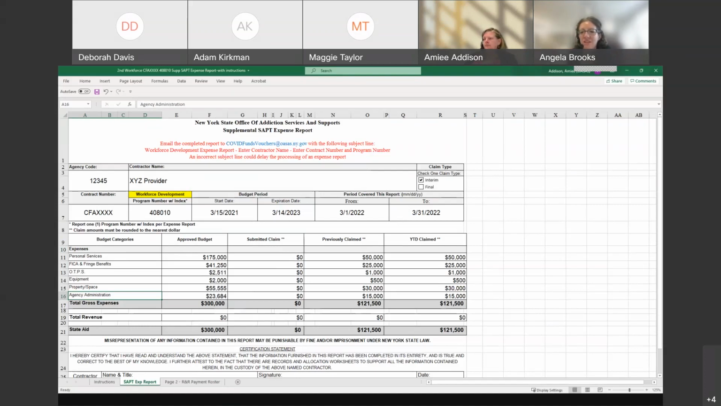We have a question that says, can the budgeted amounts be modified within the individual lines as long as the total budget does not exceed the total budget? So the answer to that is yes. Thank you for raising that question.